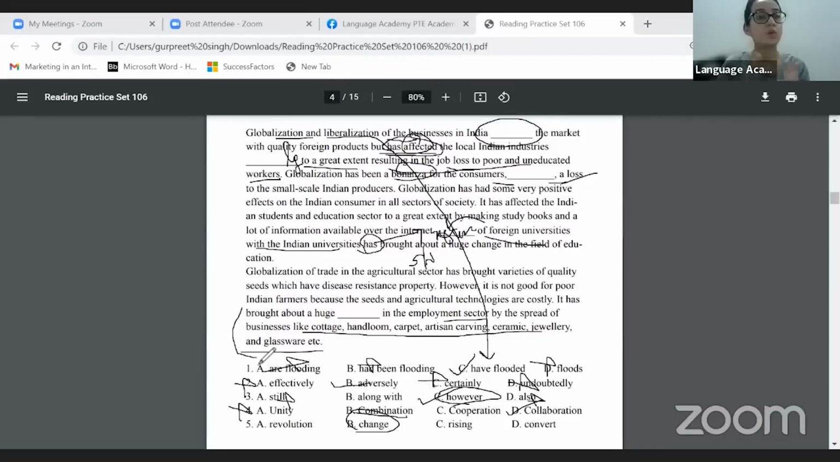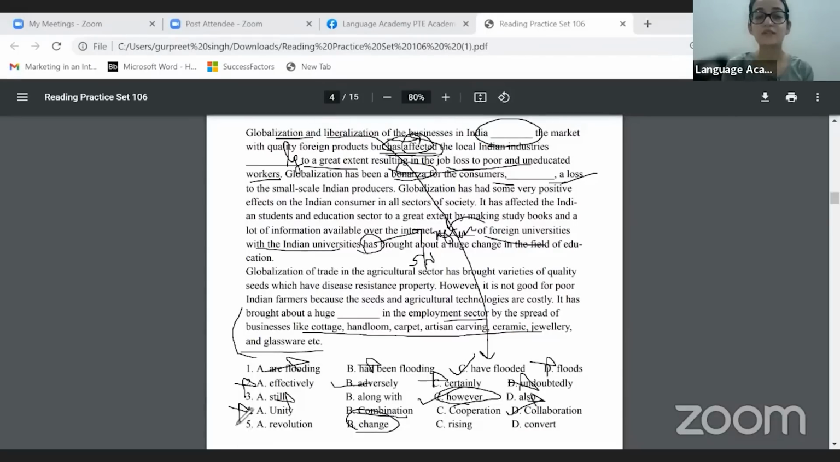There is globalization, which means people from different countries, businesses from different countries are coming and investing in, let's say, India. And now we have the spread of cottage industry. There is handloom industry, there's carpet industry, there's jewelry industry, there's glassware industry. Is this just a change? Even if you get a new television, you say that I've changed my TV. That is change. You change your, let's say, furniture. That's change. It's a very meager, small word. Changing the whole economy of a country because of globalization is not just change.